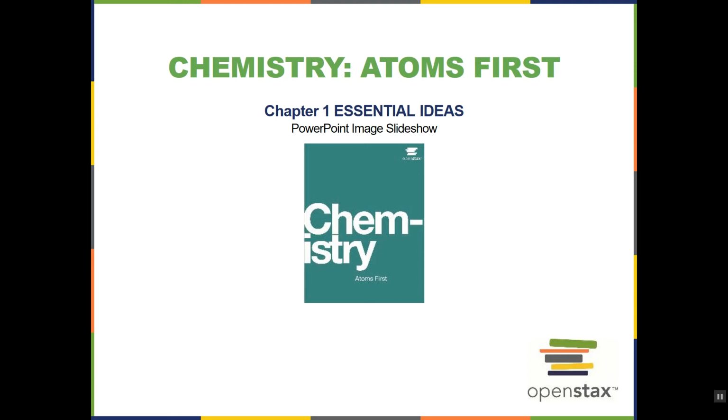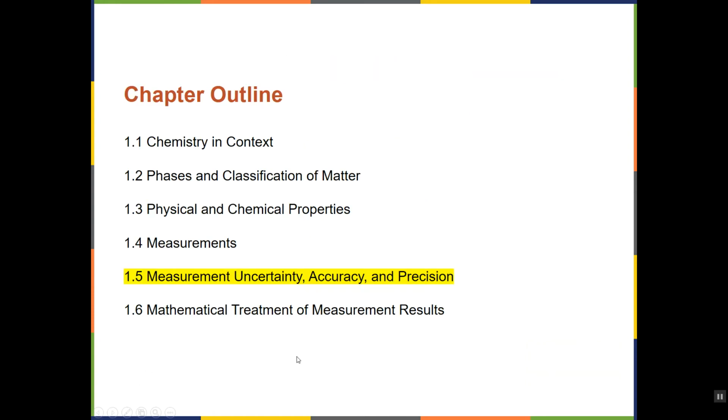All right, we're going to go ahead with continuing on with Chapter 1. We're going to do Section 5. So let's get started. In this section, we're going to cover measurement uncertainty, accuracy, and precision.